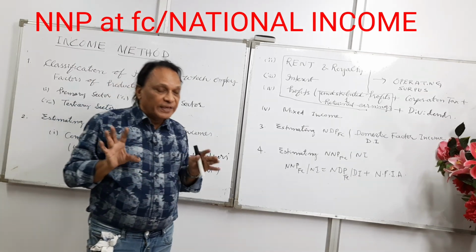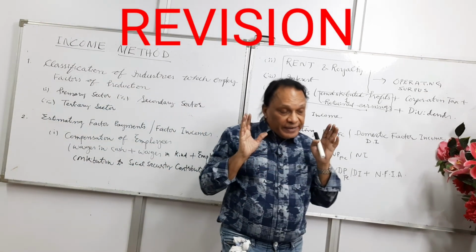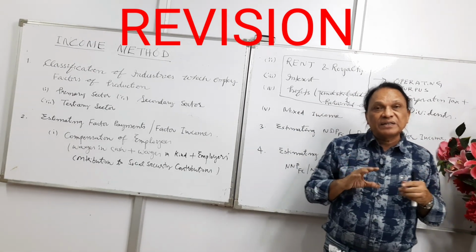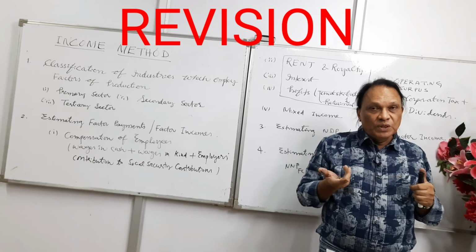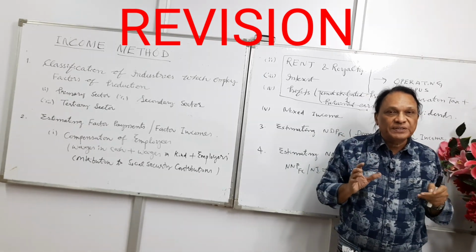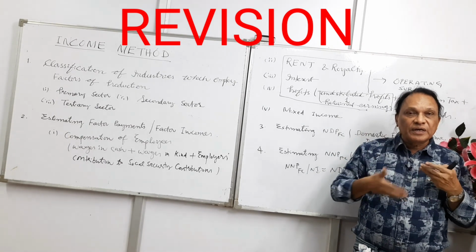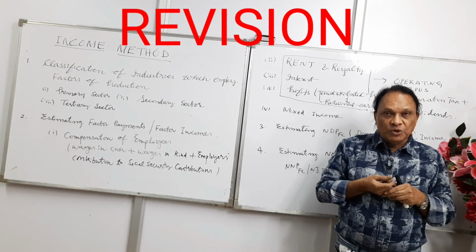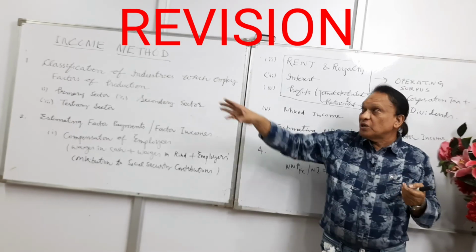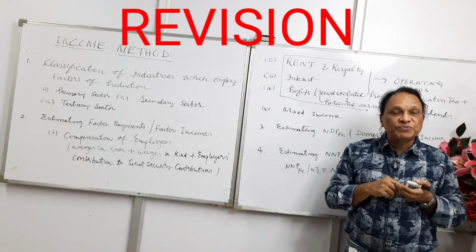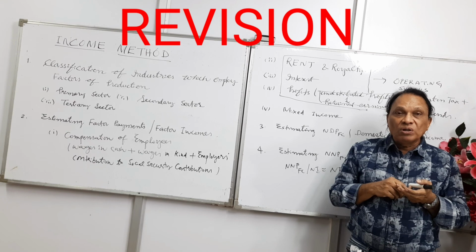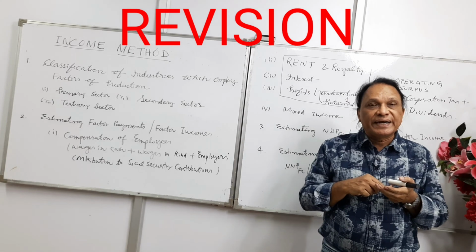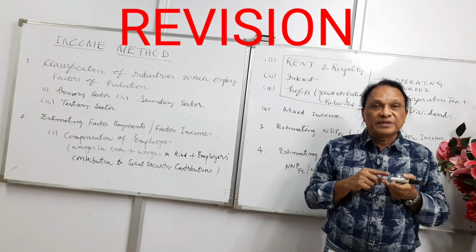I sum it up once again to make you understand. In the income method, we estimate the national income by taking the factor incomes or factor payments. We can define national income through the income method as the total factor incomes accruing to the normal residents of the country in an accounting year. What are the steps we take in the income method? The first step is the classification of industries which employ the four factors of production. All the industries which employ the four factors, land, labor, capital and entrepreneurship, we classify into three categories: primary sector, secondary sector and tertiary sector.